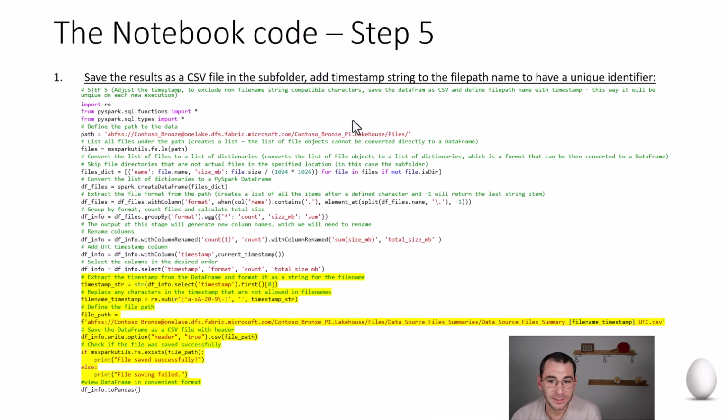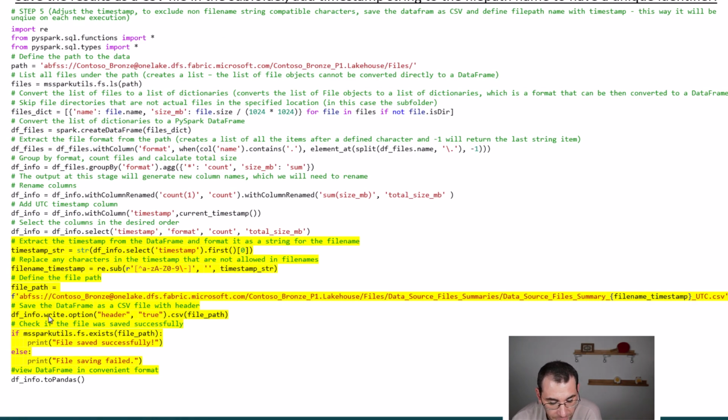Right, so for the last step of this code process, step 5, we want to save the result as a CSV file in the subfolder that we created in the first step. Add the timestamp string to the file path name, in order to have a unique identifier. All right, so as you can see here, we are also now importing SQL functions, but the import re is the one that we had earlier, and you can see here in the yellow part again what is new.